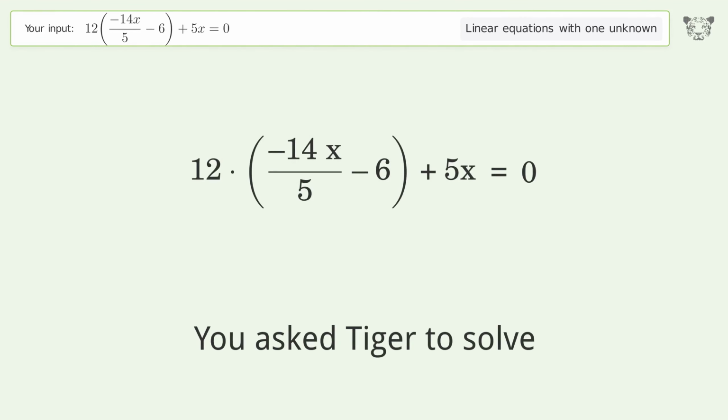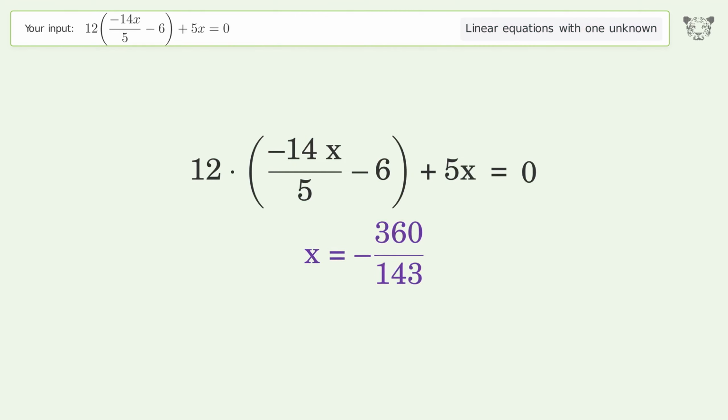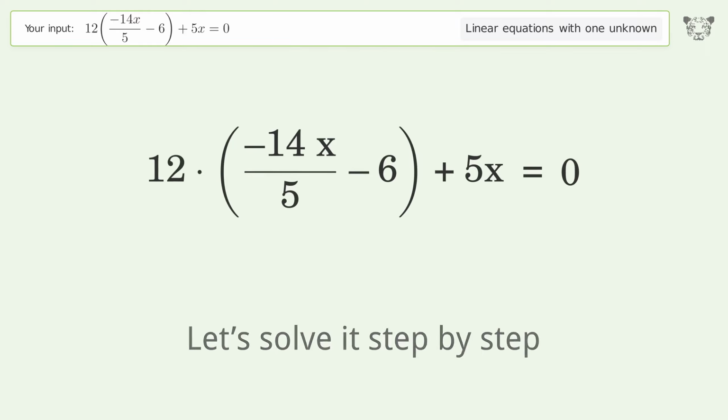You ask Tiger to solve. This deals with linear equations with one unknown. The final result is x equals negative 360 over 143. Let's solve it step by step.